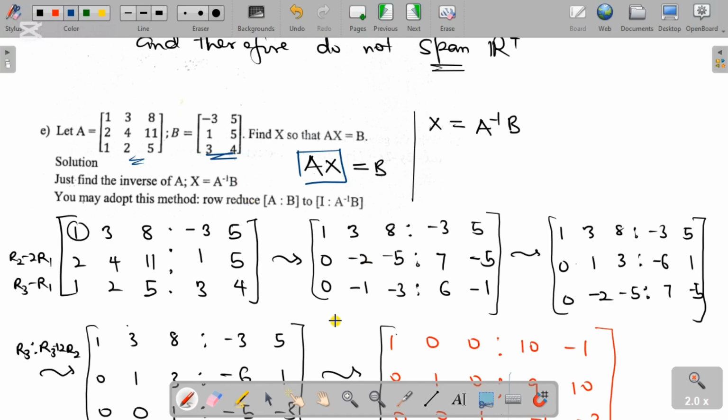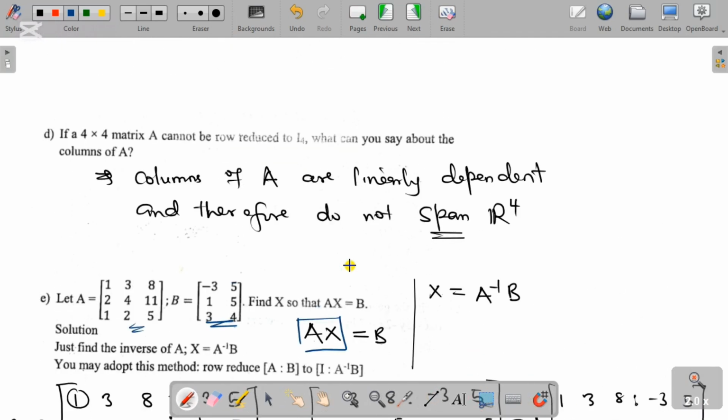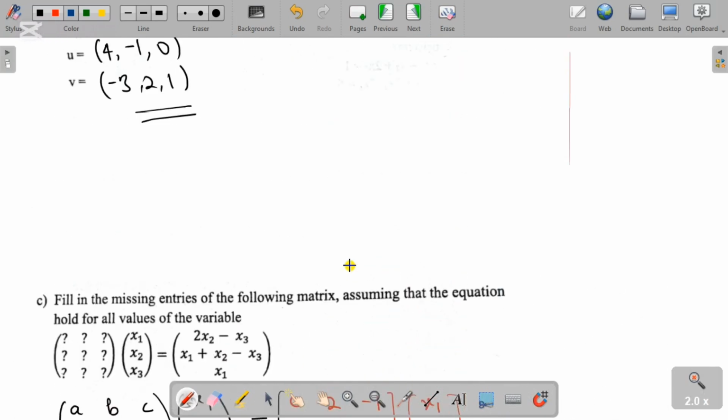So that is the end for exercise 3. Exercise 3 of module 2.